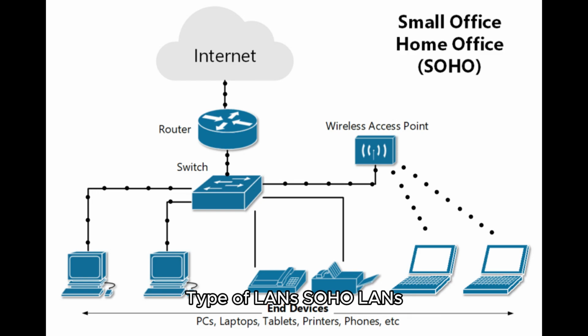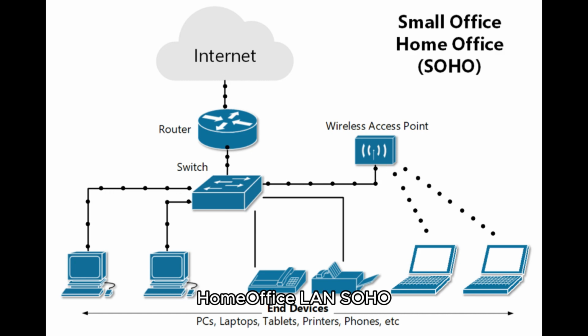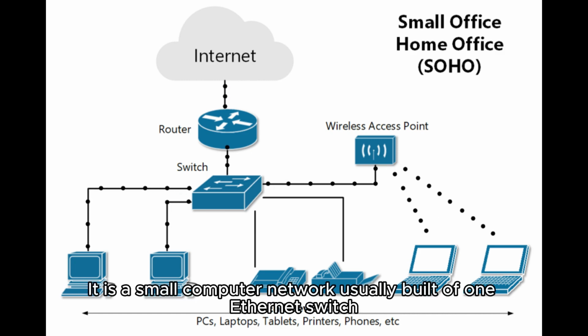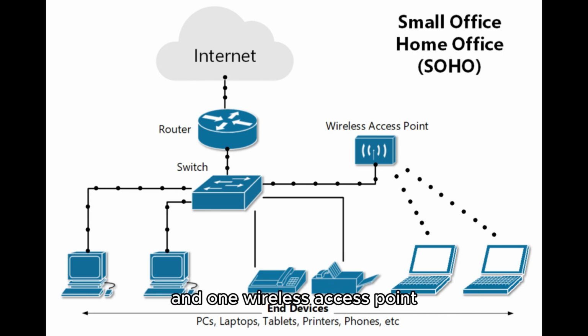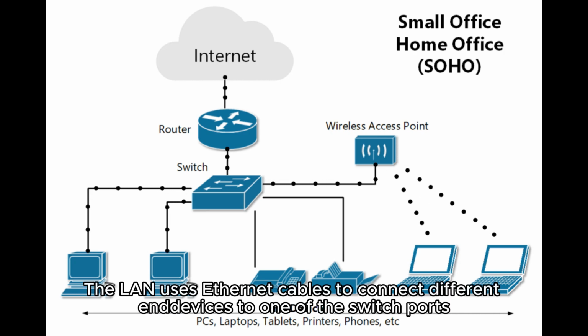Types of LAN. SOHO LANs. One of the most common local area deployments is the small office, home office LAN, SOHO. It is a small computer network usually built of one Ethernet switch, one router, and one wireless access point. The LAN uses Ethernet cables that connect different end devices to one of the switch ports.